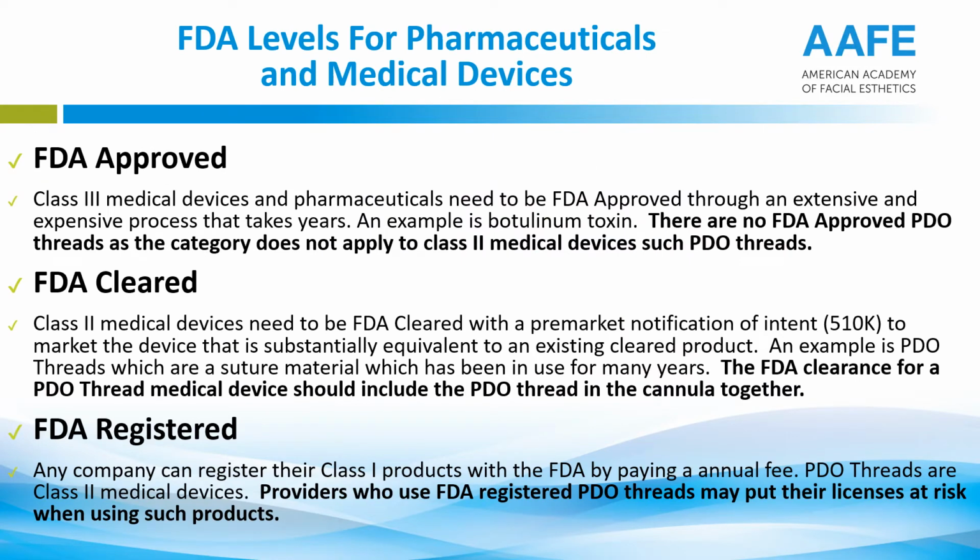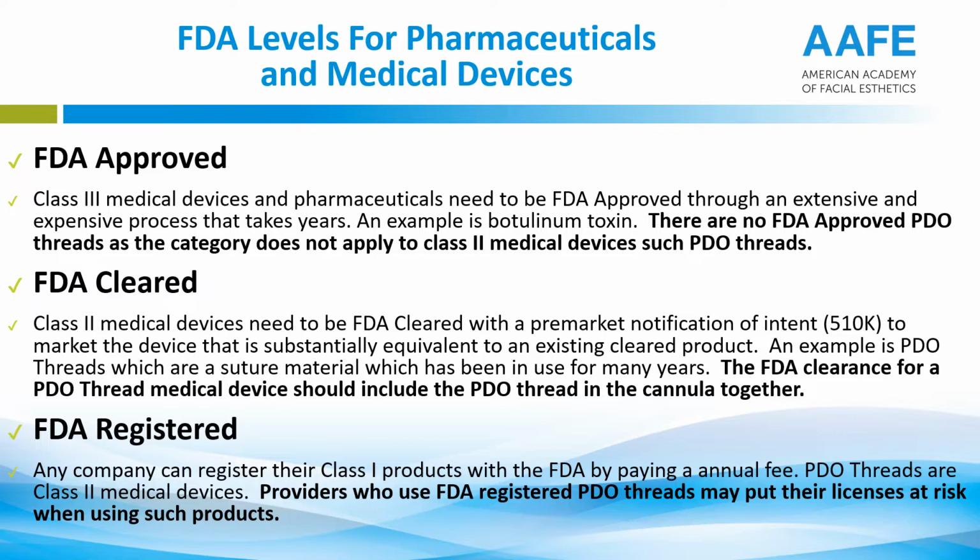So here are the three levels that are well known for pharmaceuticals and medical devices. Let's go through them briefly so you understand this fairly well. FDA approved. What does that mean? That is for class 3 medical devices and pharmaceuticals and other things. They need to be FDA approved, and that's an extensive and expensive process that takes years. One good example is botulinum toxin.